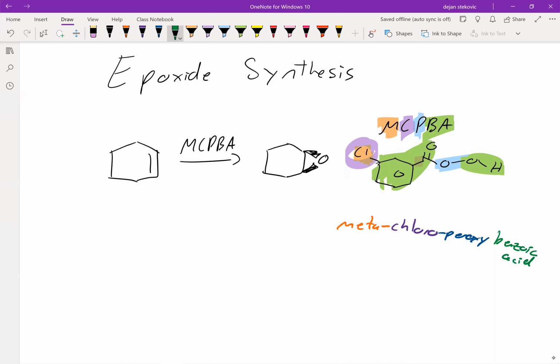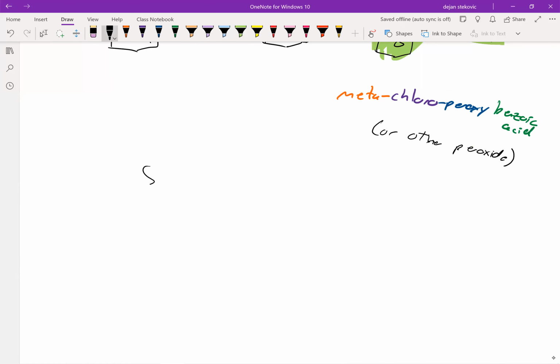You can use other peroxides to do epoxidation, but generally MCPBA is one of the popular ones because it works well. But you can use other peroxides to form epoxides. Too many ides for me to pronounce correctly. This reaction is stereospecific.